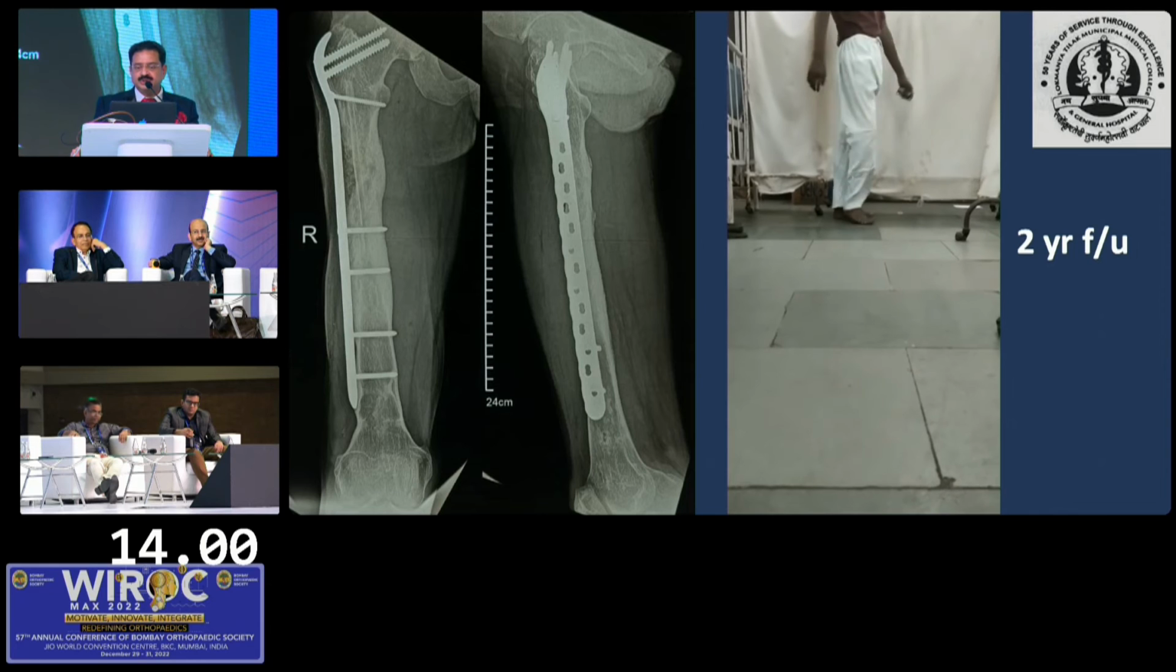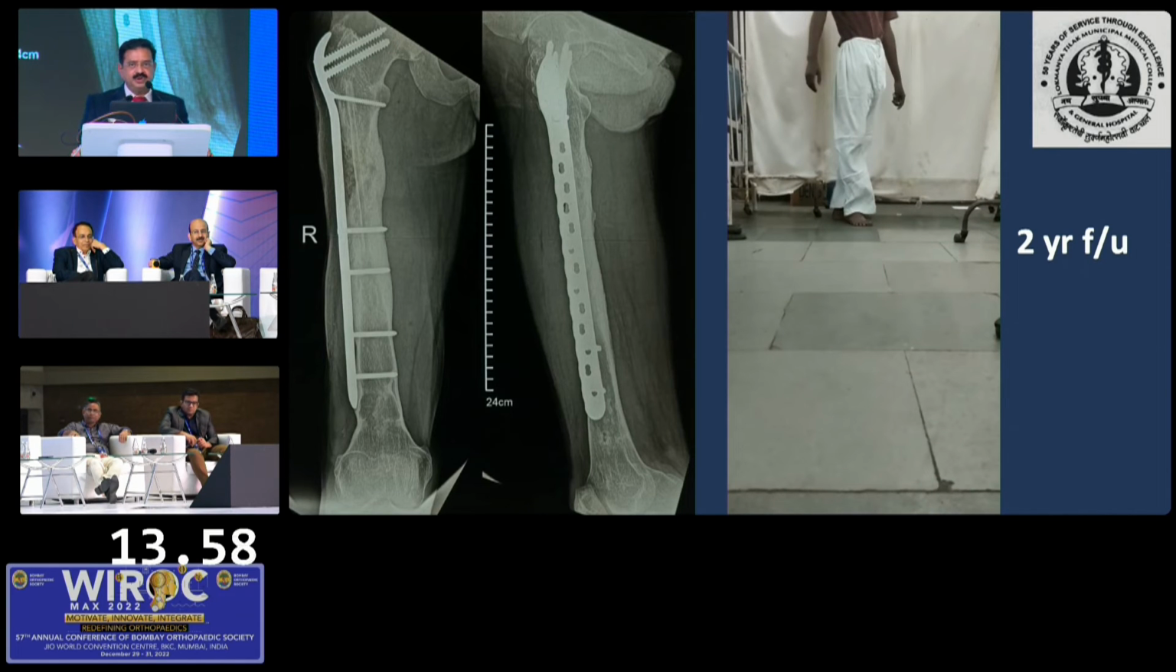So the key is to control the infection first. And if you can do that, healing is not the issue, because at this stage there was some debate whether we should put any internal plate or still continue with the fixator. But since the local situation was good, we went ahead with the internal fixation and this is the result we got. Thank you.